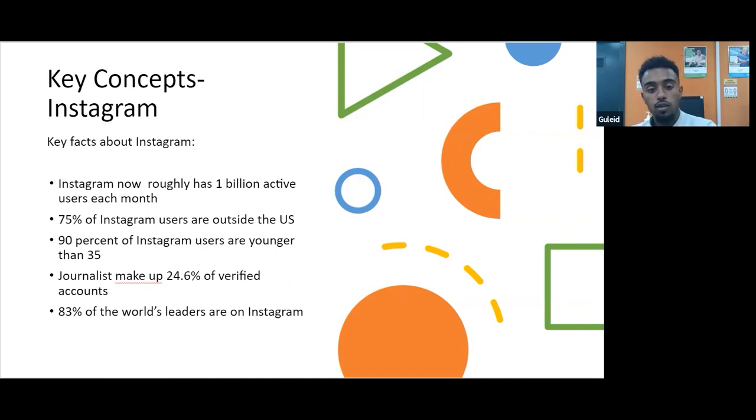So 75% of Instagram users are outside the US, and journalists again make up 24.6% of verified accounts on Instagram. 83% of world leaders are on Instagram. That's just a fact for you guys, but certainly 1 billion users is the monthly average use on Instagram. So that is very significant. So it's crucial for your brand development to use that tool.